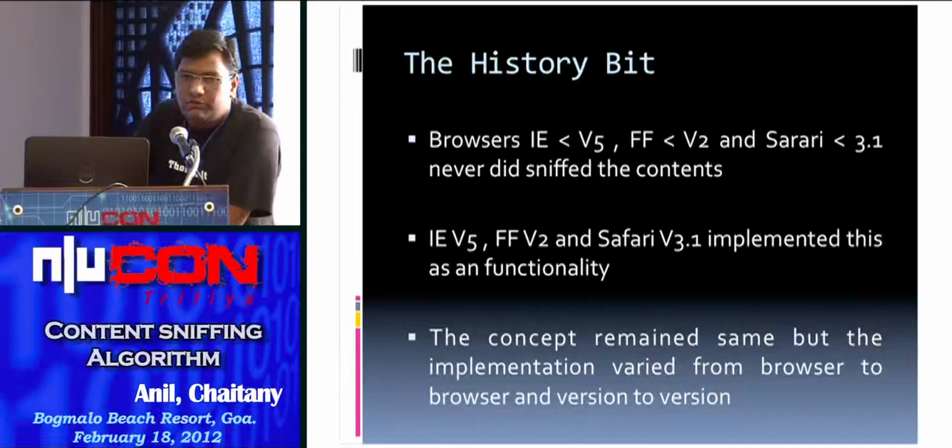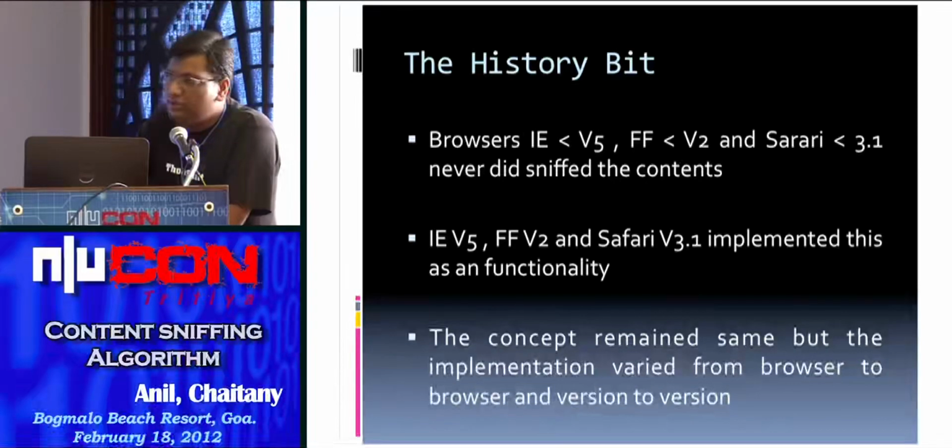Basically, web browsers Internet Explorer version 5 and later have implemented a content sniffing algorithm. Firefox implemented content sniffing algorithms from version 2 and later. Safari version 3.1 and later use this content sniffing mechanism. All these browsers have implemented this content sniffing technique as a functionality. The concept of content sniffing remains the same for all the browsers, but the way they have implemented it in various browsers and various versions has changed.